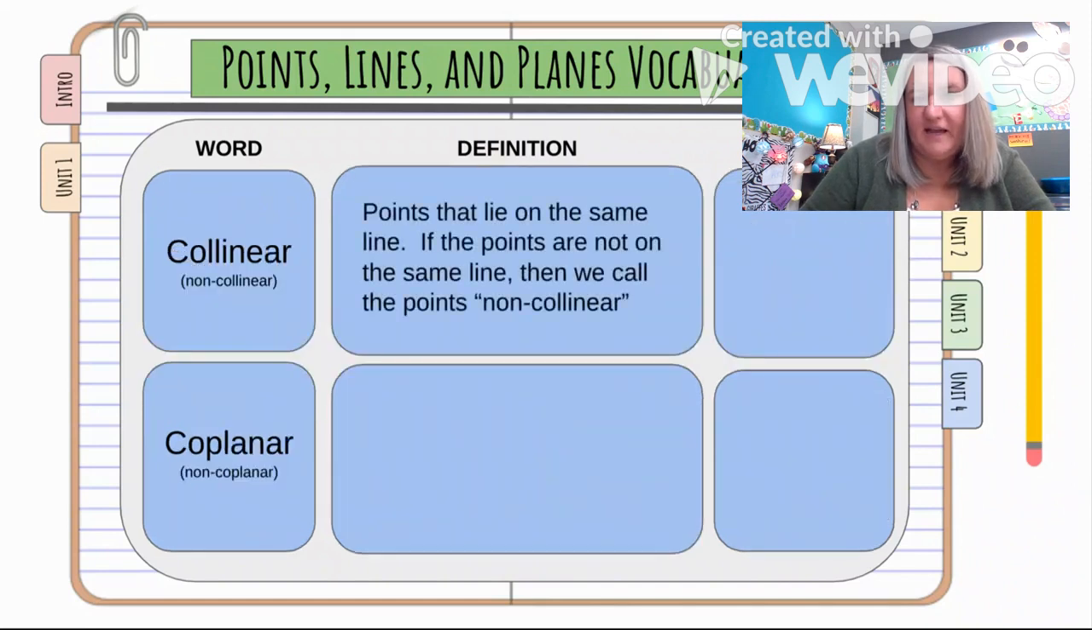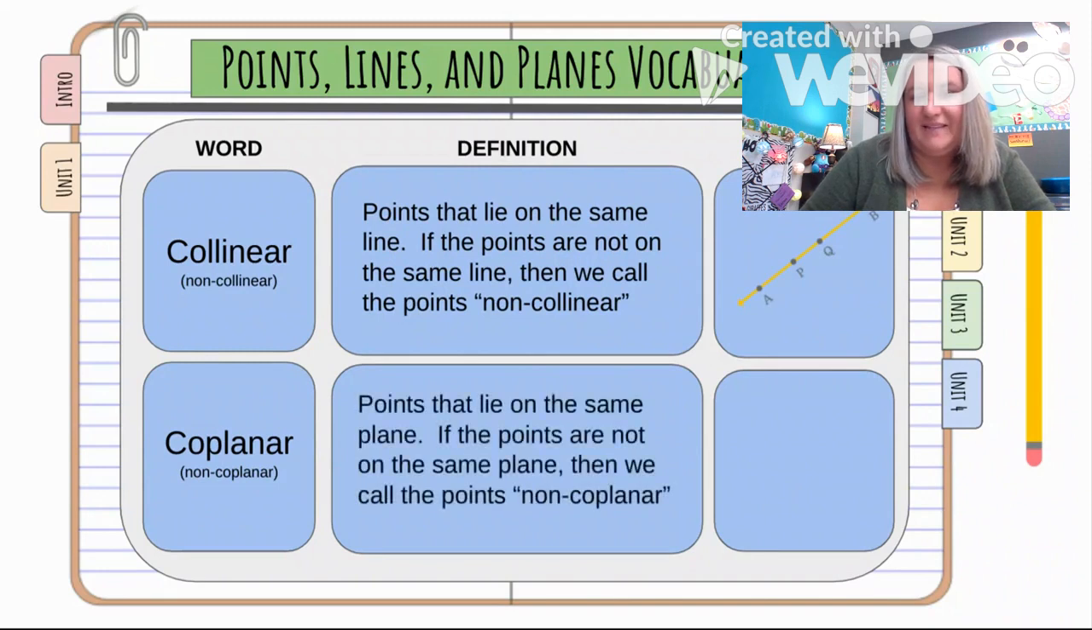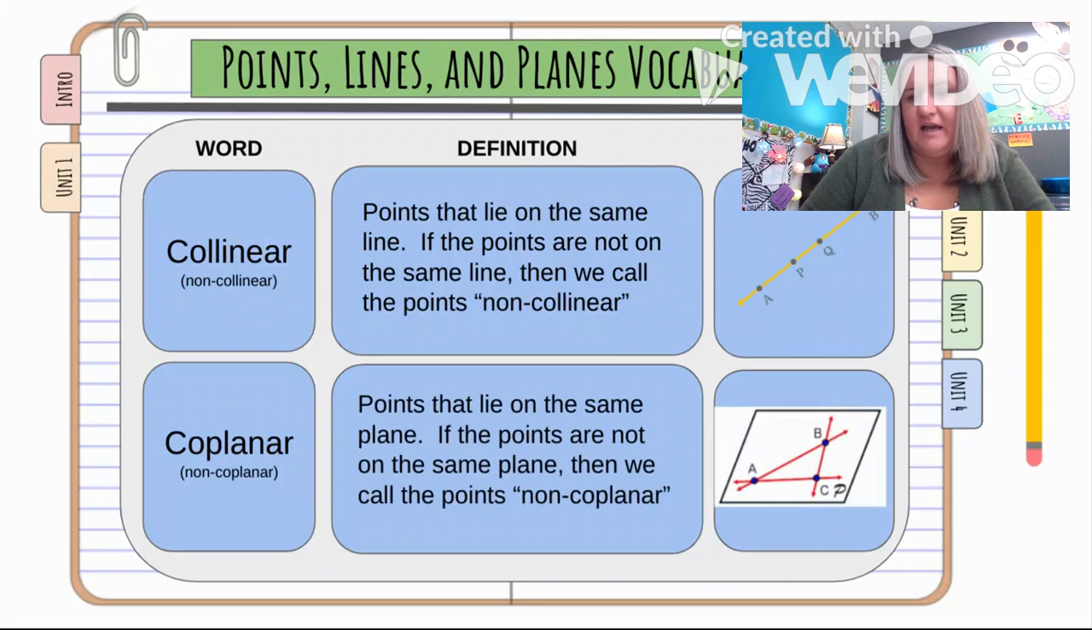Collinear are points that lie in the same line. If the points do not lie in the same line, then we call these points non-collinear. So here's an example of collinear points. A, P, Q, and B are all collinear. Coplanar are points that lie in the same plane. If the points are not on the same plane, then we call these points non-coplanar. If you look, A, B, and C fall on the same flat surface, so they're called coplanar.